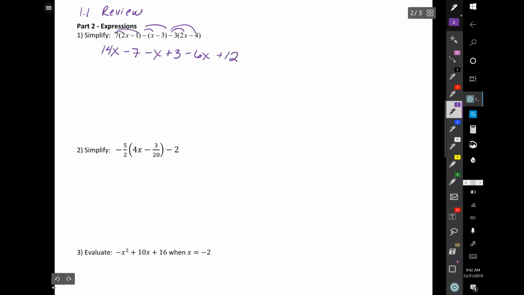So now we're going to combine our like terms. 14x minus x will be 13x, minus the 6x gives us a 7x. Now for the constants, I have a negative 7 plus 3 is going to give me a negative 4. Plus 12 will give me a positive 8. So my answer is 7x plus 8, and I really do want to just leave it as that.